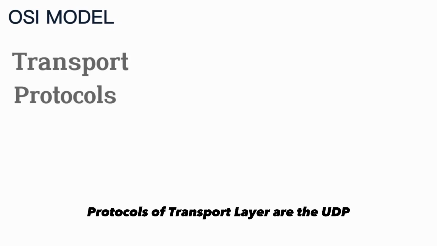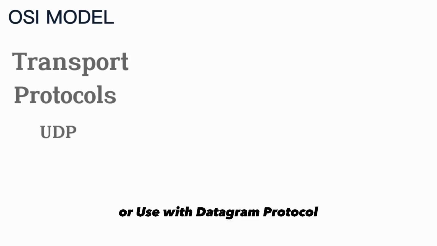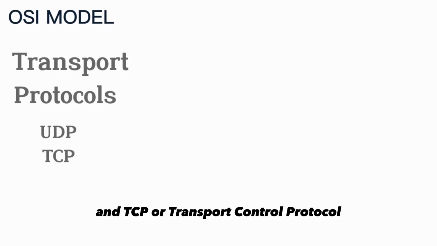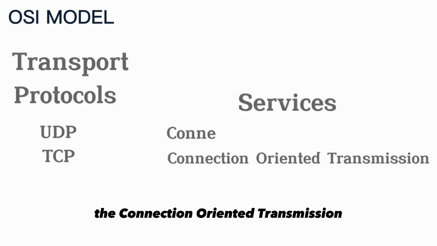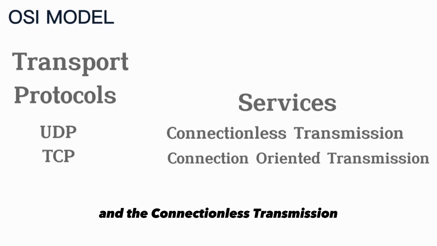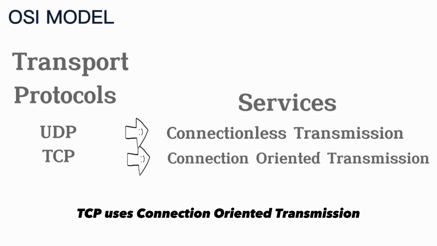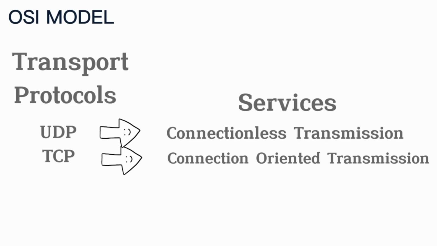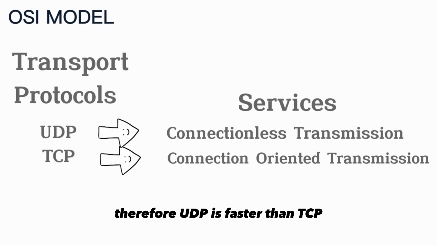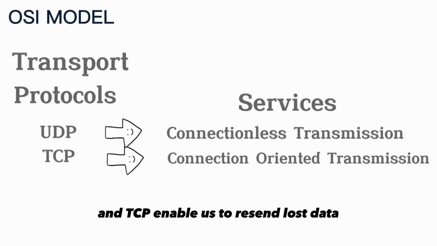Protocols of the transport layer are UDP or User Datagram Protocol and TCP or Transmission Control Protocol. These protocols use two services: connection-oriented transmission and connectionless transmission. TCP uses connection-oriented transmission, while UDP uses connectionless transmission. Therefore, UDP is faster than TCP, and TCP enables us to resend lost data.